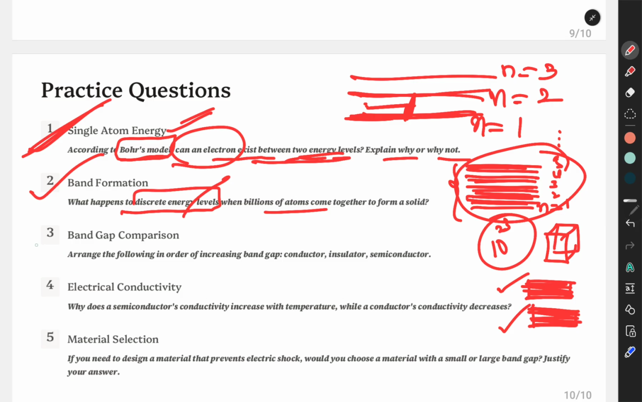Okay, now next question, what is band gap comparison? It means he's asking us to arrange the following in order of increasing band gap. As I said, we have 3 classifications of materials: conductors, insulators, and semiconductors. As we discussed earlier, a material can be classified as a conductor, insulator or semiconductor based on the band gap, right? If the band gap is very large, then it is an insulator.